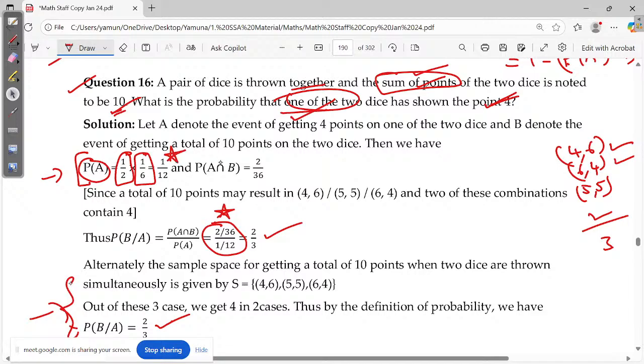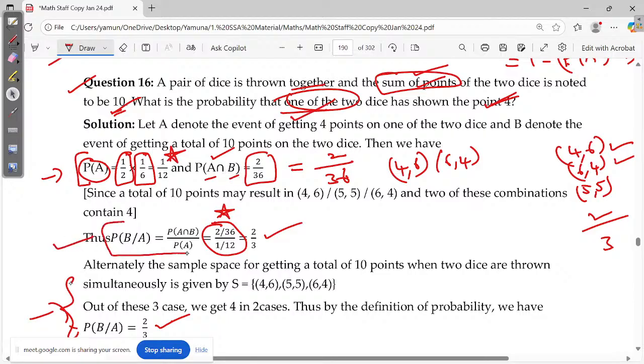So P of A intersection B, what will it be? In total, how many options are there? If you throw 2 dice, 6 squared, 36 options. Among them, only 4,6 and 6,4 are the two options, for 4 to come and the sum to be 10. So it is 2/36, which is A intersection B. Now you apply the theorem: P of B given A is equal to P of A intersection B divided by P of A, 2/36 divided by 1/12, which is 2/3.